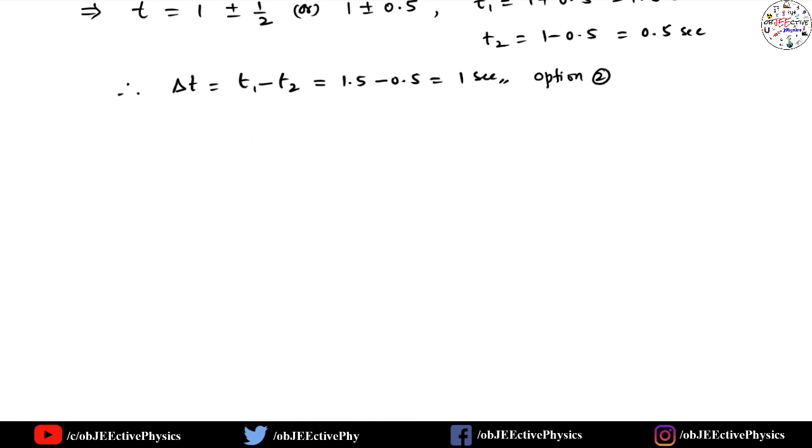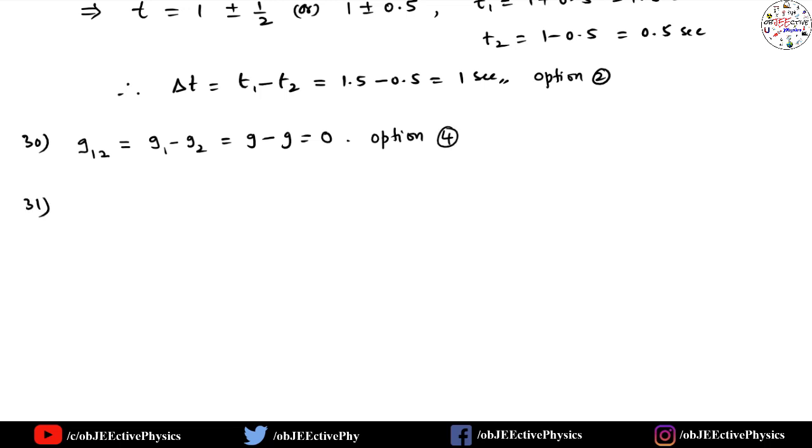Next, 30th question. The acceleration of one projectile relative to another projectile: once the two projectiles are projected into air, accelerations are the same. So the relative acceleration of one projectile with respect to the second projectile is g1 minus g2, that is g minus g, which is equal to 0. So relative acceleration of one projectile with respect to another projectile is 0. That is option 4.